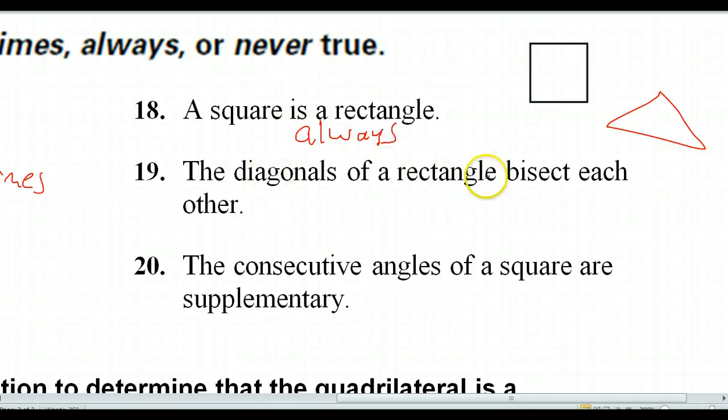Diagonals of a rectangle bisect each other. That's always. That's one of the properties of a parallelogram. So for any parallelogram, the diagonals will always bisect each other.